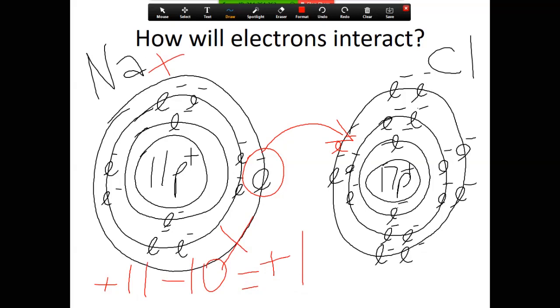What about chlorine? Chlorine started off with 17 protons, and it gained an electron. So that leaves me with a net charge of -1. So chlorine becomes then a negative ion. Have you ever heard the saying, opposites attract? That's exactly what happens here. Sodium and chlorine are attracted to each other in an ionic bond.